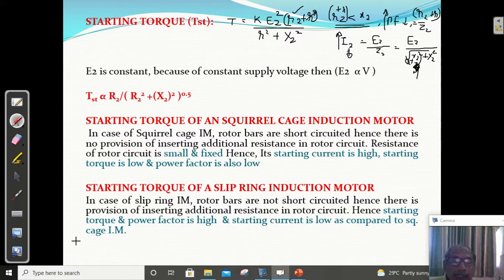So by inserting additional resistance in the rotor circuit, you can control the torque, you can get high starting torque, you can reduce the current, you can improve the power factor, and all these things are good. So in slip ring induction motor, you can get high starting torque, reduce the current, and increase the power factor, but it is not possible in case of squirrel cage induction motor. It is possible only due to the rotor resistance.